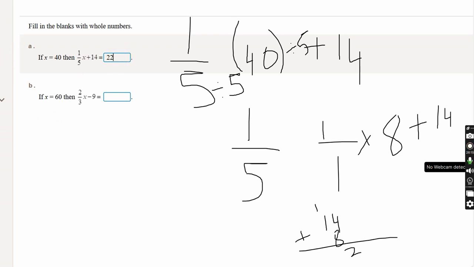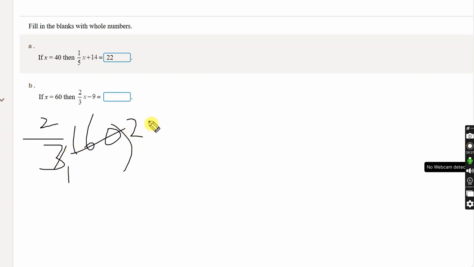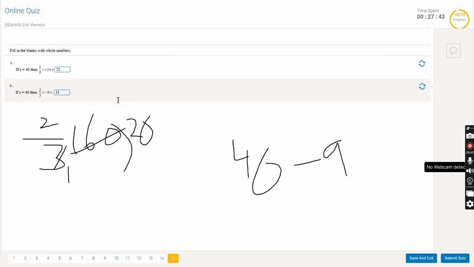22 for the first one, and the next one you get 2 over 3. 2 over 3 times 60. It becomes 1, divide here by smaller number, you understand by now, so 3 times 2, so it will be 40. 40 minus 9. Sorry, I'm just rushing a bit. I have a student waiting. So we have 40 minus 9, which gives us 31. There you go. 31.